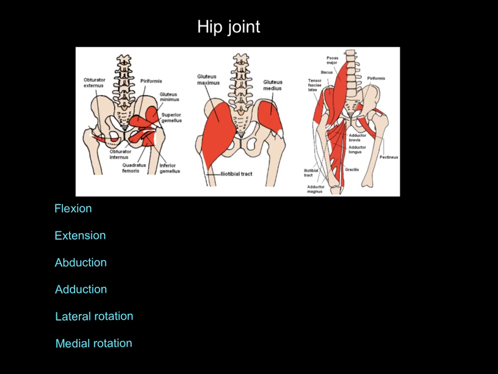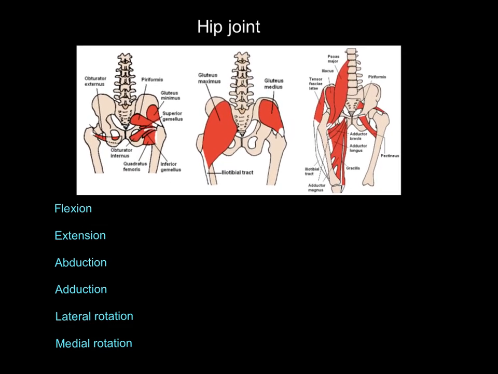So flexion, remember femur forwards is flexion. Every time you see the femur, this bone, swing forwards as if you were kicking something or raising your entire femur up in front of you, that would be a flexion activity. Extension is moving the femur behind your body. Abduction, raising out to the side. Adduction, bringing it back down to the middle.